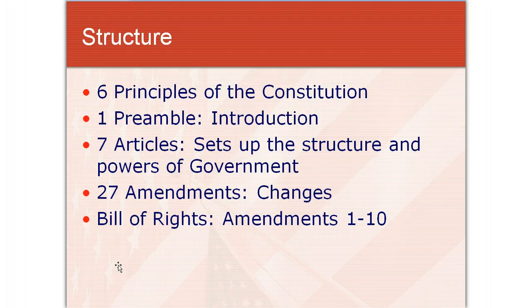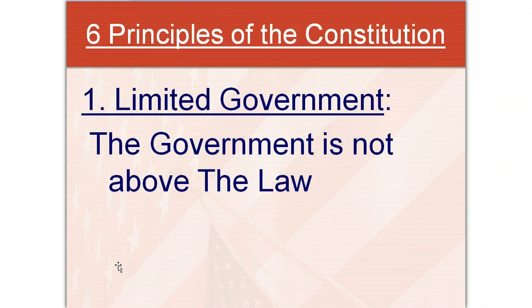There are 6 key principles that are embedded in the themes of the Constitution, but the structure itself consists of 1 preamble, which is an introduction, starts with "We the People", 7 articles, which set up the structure and powers of government, 27 amendments, which are the changes that have been added to the Constitution, and keep in mind that the first 10 amendments are known as the Bill of Rights. So let's start with the principles of the Constitution.